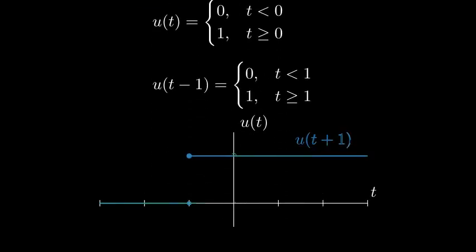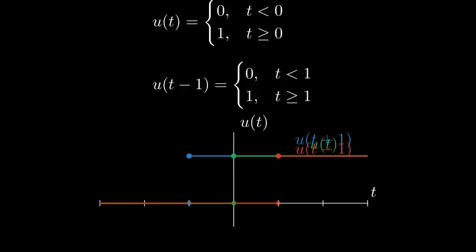The blue line represents u of t plus 1, which steps up at t equals negative 1. The green line represents u of t, which steps up at t equals 0. The red line represents u of t minus 1, which steps up at t equals 1. Notice how they're the same function, just shifted along the t-axis.